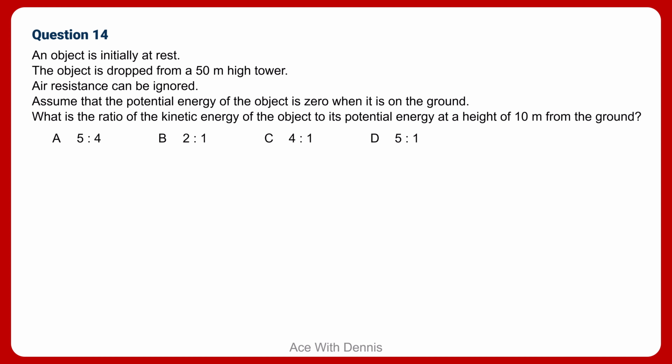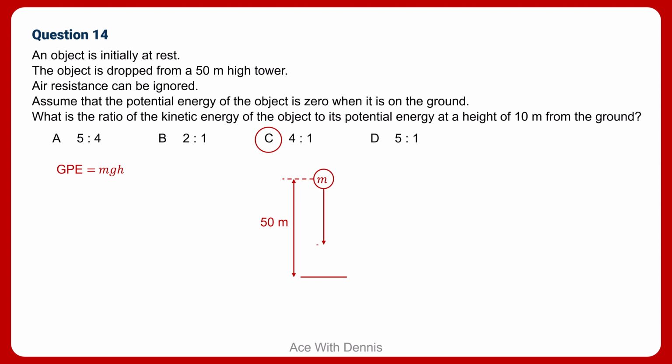The answer is C. 4 to 1. To get this answer, first we know that the gravitational potential energy formula is mgh. So for this object, it is at a certain height and initially it is at rest. So let's label the mass as m since we don't know the value of the mass. The distance from this object to the ground is 50 meters.